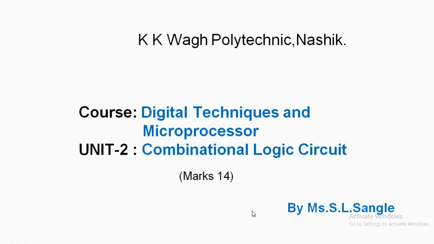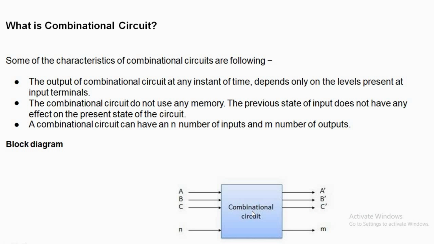In this course, today we will start our second unit, that is combinational logic circuit. The marks weightage for this second unit is 14 marks. So first, we will see the concept of combinational circuit. Here are some characteristics related to combinational circuit.